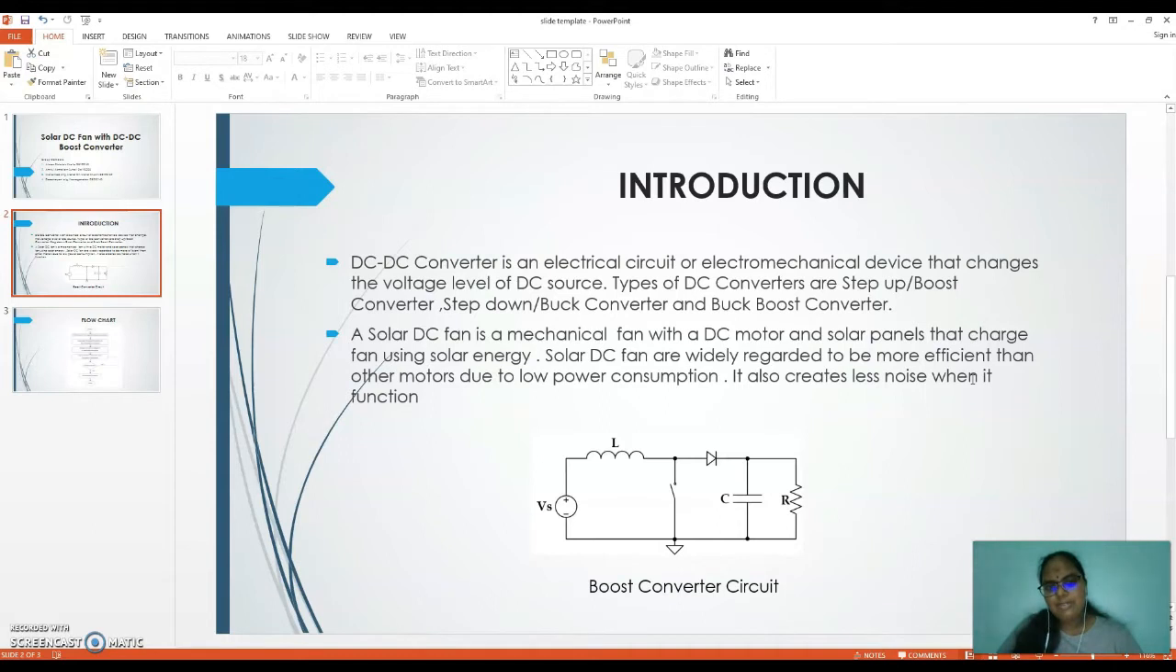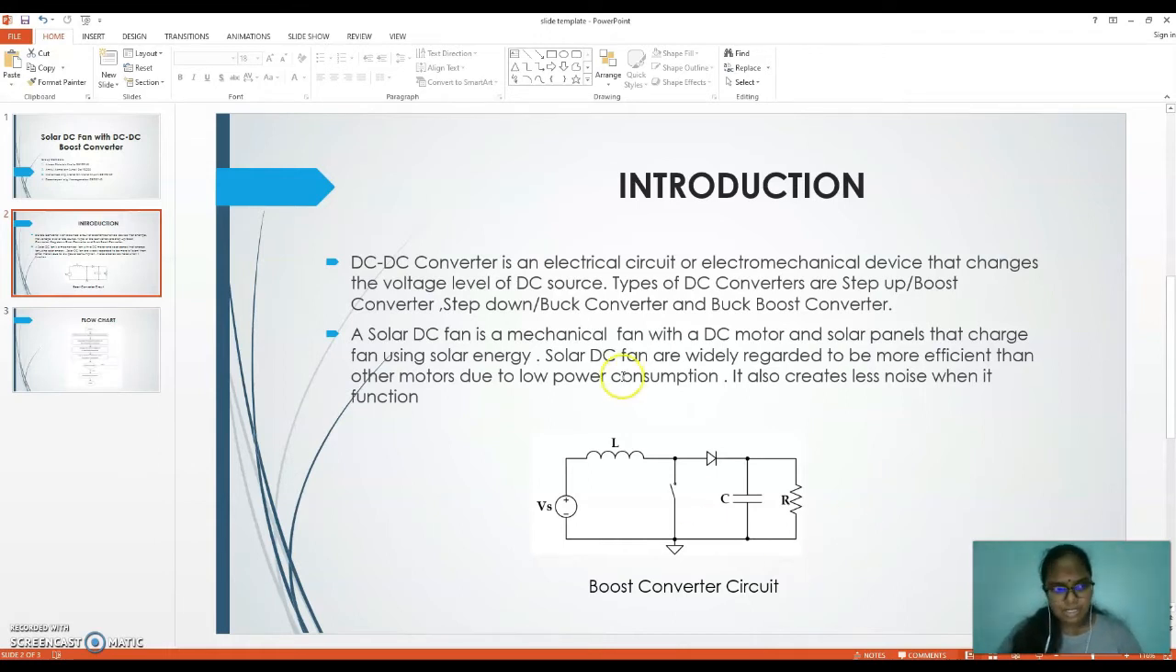A solar DC fan is a mechanical fan with a DC motor and solar panels that charge the fan using solar energy. Solar DC fans are widely regarded to be more efficient than other motors due to low power consumption, and they also create less noise when they function. So in this project, my group members and I use a solar DC fan of 24 volt, and the type of DC converter we chose is the boost converter circuit.